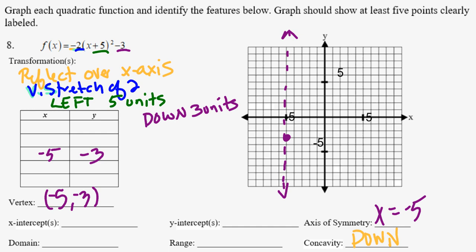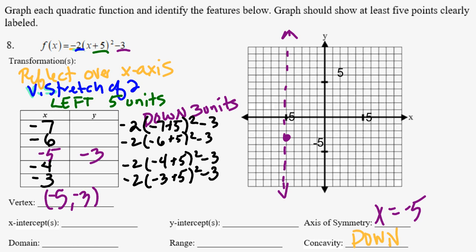Now we're going to look at 2 inputs to the left and right of -5. So what's happening at -6, -7, -8, and so on. What's happening to the right? -4, -3, -2, -1, and so on. Whatever you are selecting for the x values, you are going to substitute that into your function and do a quick calculation to see what we get out.